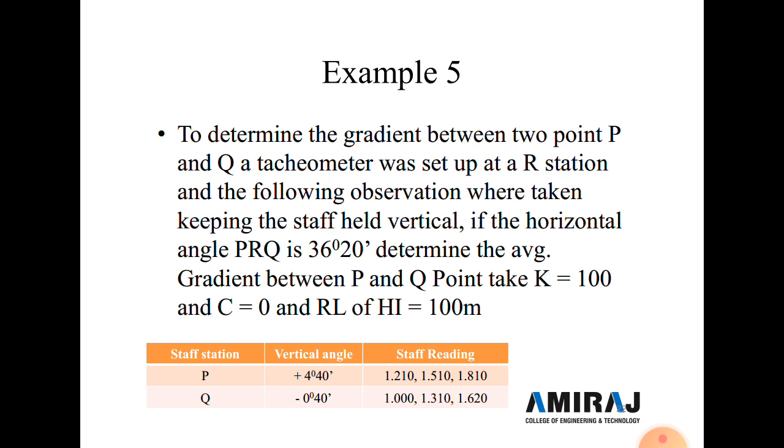So here the angle is given for staff station P. The angle is plus 4 degree 40 minute, and 3 cross hair readings are given. Similarly at staff station Q the angle is minus 0 degree 40 minute, and 3 readings are given. So here the positive sign shows elevation, which means staff station P is elevated from the instrument station by 4 degree 40 minute, and Q is in depression by 0 degree 40 minute.